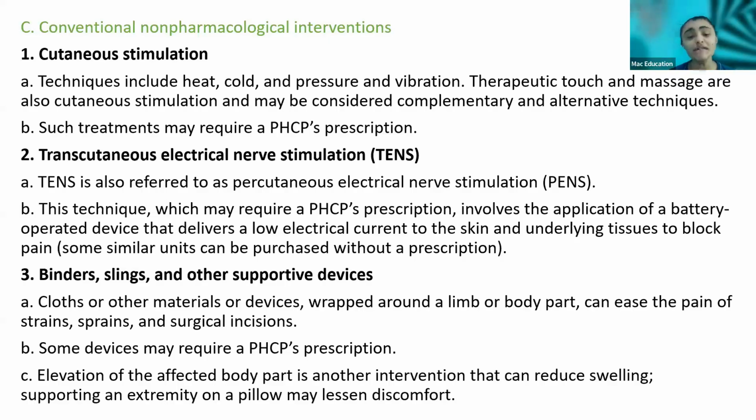Elevation of the affected body part is another intervention that can reduce the swelling. Supporting an extremity on a pillow may lessen the discomfort. Like supportive devices, we can advise the patient to elevate the affected limb in which the patient has any injury or pain. By elevating that limb, the swelling will get reduced because the blood flow will move towards the heart, and the pain will be reduced. So that is another method to reduce the discomfort.